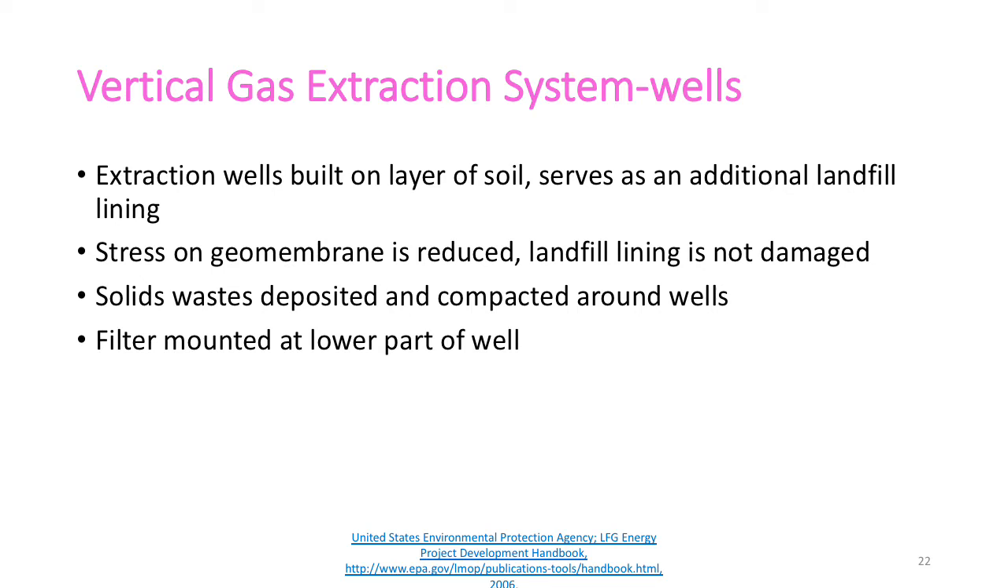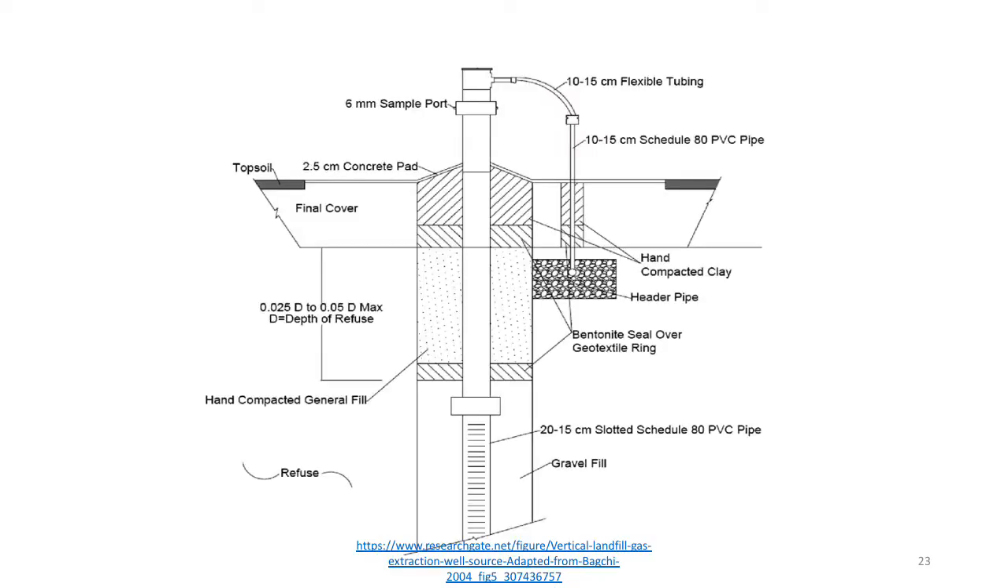First one is vertical gas extraction system wells. Extraction wells built on a layer of soil serve as an additional landfill lining. More stress is reduced on the geomembrane and due to which the landfill lining is not damaged. Solid waste is deposited and compacted around the wells and a filter is mounted at the lower part of the well. Here is the picture showing the vertical gas extraction system.